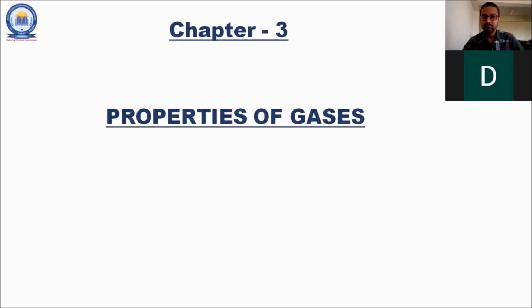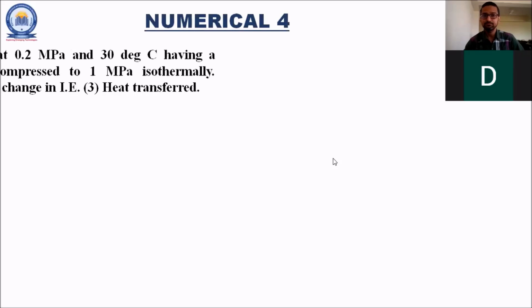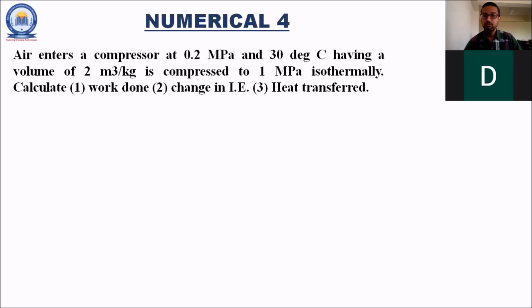So let us start with the discussion related to the numericals of the properties of gases. Today the fourth numerical as per our sequence states that the air enters a compressor at 0.2 megapascal and 30 degrees Celsius having a volume of 2 meter cube per kg, and is compressed to 1 megapascal isothermally. Calculate the work done, the change in internal energy as well as the heat transfer.